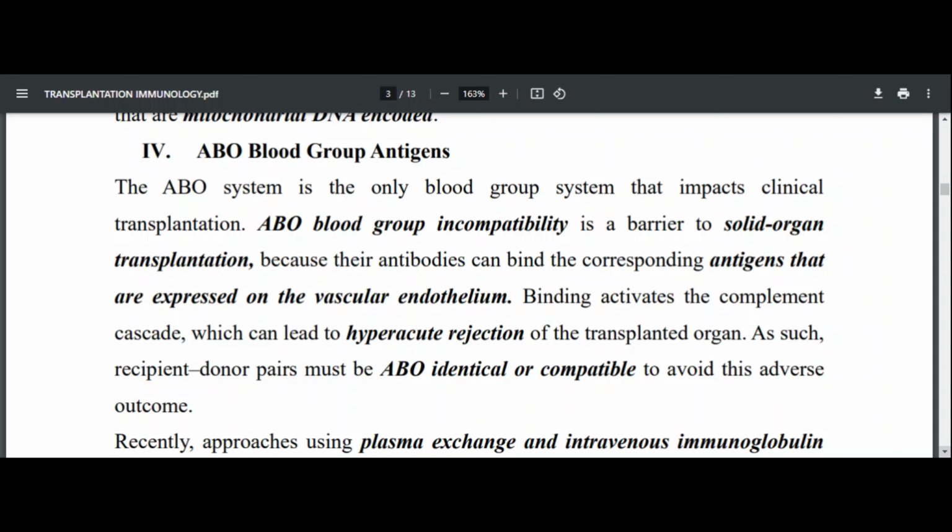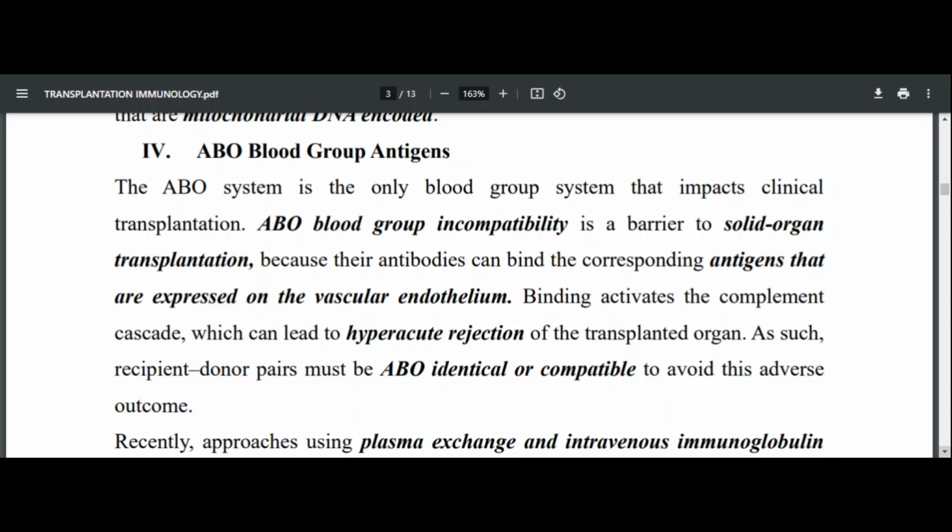So the vascular endothelium can suffer an antigen-antibody reaction, especially when the recipient of the tissue or organ is not the same blood group as the donor. That's why the ABO blood group system is very significant when it comes to transplantation of tissues. Binding activates the complement cascade, which then leads to hyperacute rejection of the transplanted organ. As such, recipient-donor pairs must be ABO identical or compatible to avoid this adverse outcome.